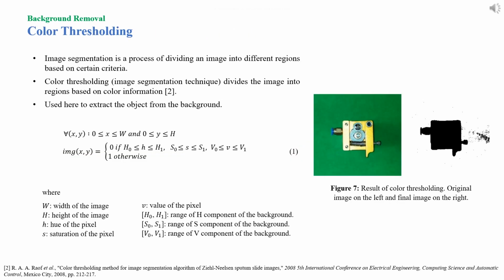Image segmentation is a process of dividing an image into different regions based on certain criteria. Thresholding is one of the ways to perform image segmentation. Color thresholding divides the image into regions based on color information. In the proposed method, color thresholding is performed to extract the object from the background.